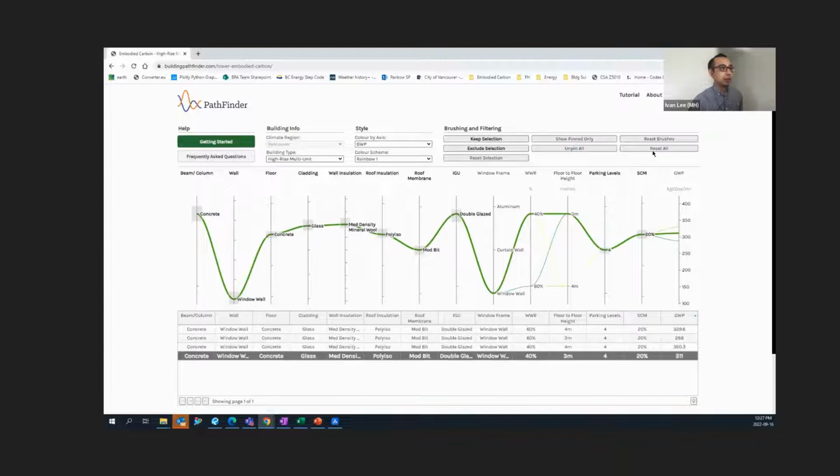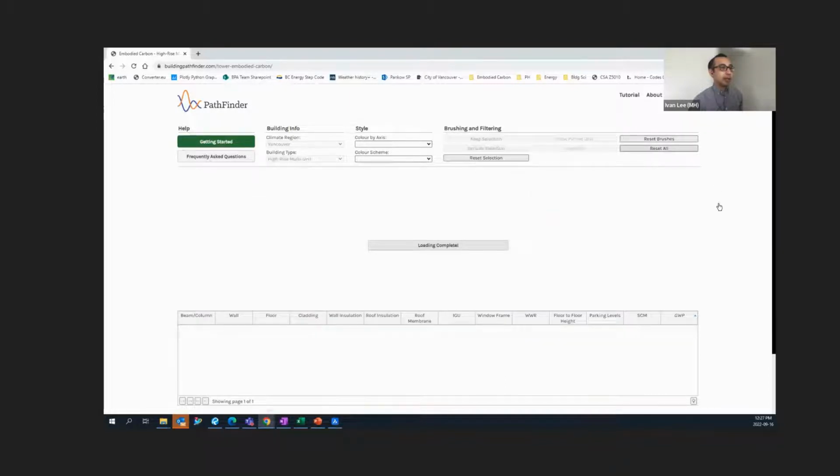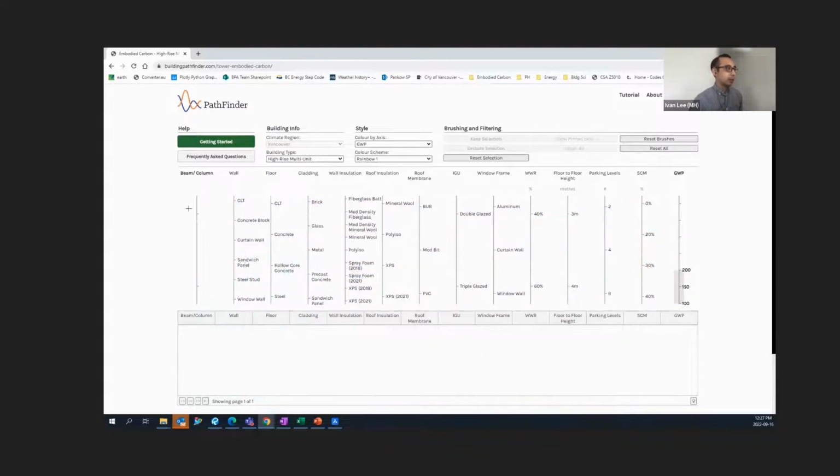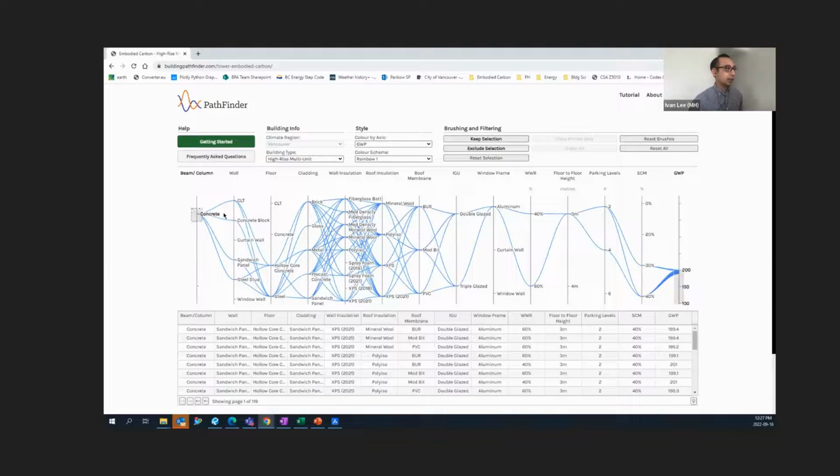You can also, if I reset everything back, go at it from the other way. You can look at it from the results and filter things out from there. So if I want to look on the lower end of my results, I can first filter this and then figure out what my options are. Interestingly enough, it did say you can still build with concrete to get a low GWP number. So let's just find out what that really looks like.